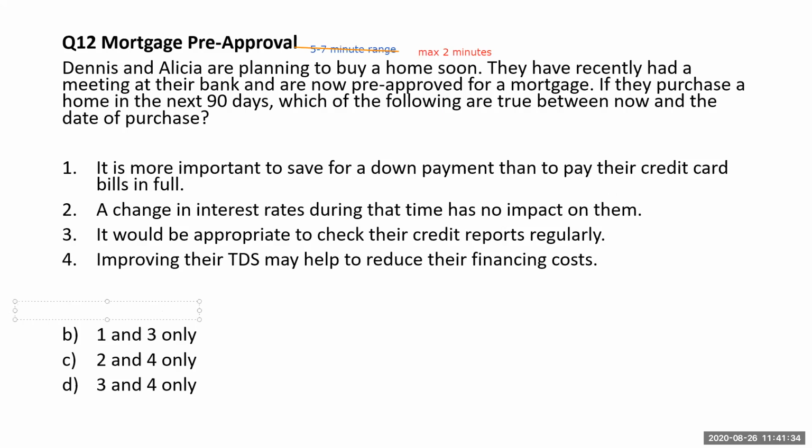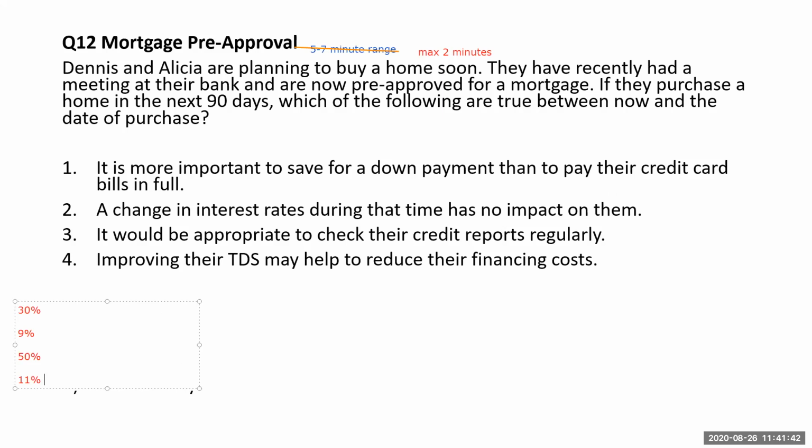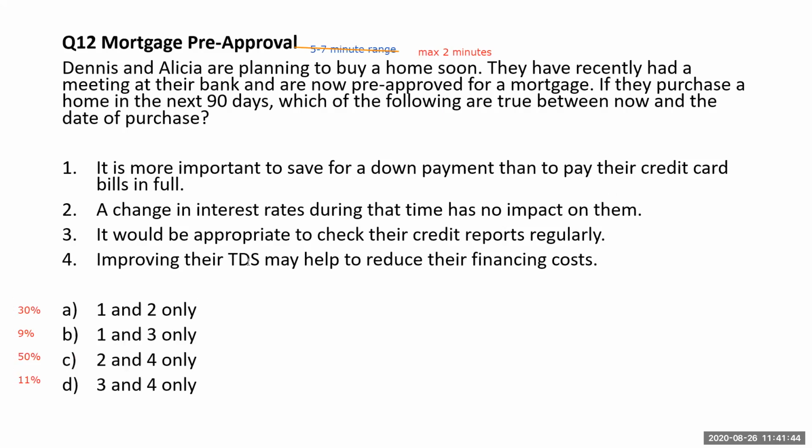So 1 and 2, that's 30%, 9%, 50%, and 11%. And I fully acknowledge that there's going to be some folks on the call who know mortgages better than I do. So I'm also curious to see how that works out. Okay. So what's the heart of the question here?